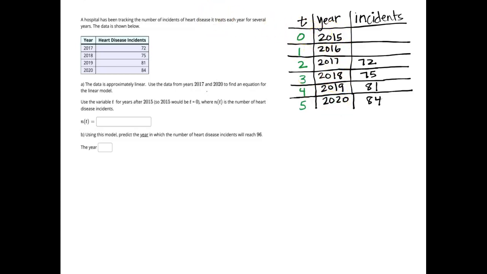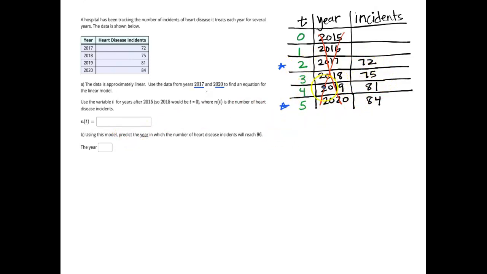All right, and then pretty much from there, you're not going to be using this column anymore. You're using this column to say the number of years after 2015. So I'm just going to cross that out for a minute. Okay, so then it goes on, right? We're going to use the data from 2017 and 2020. So that means this row and this row. And so in order to find an equation of a line that we're looking for here, I need to know the slope of that line. And so let's go ahead and figure that out from these points.